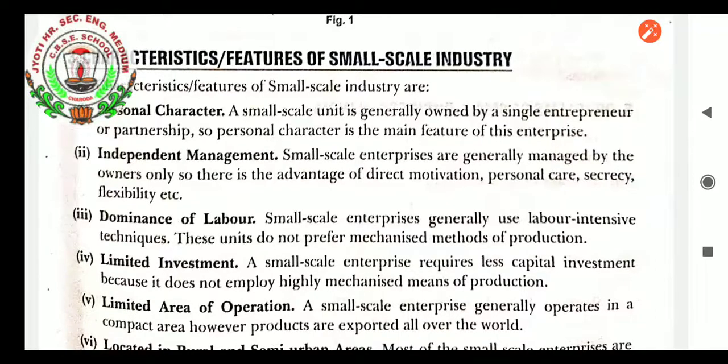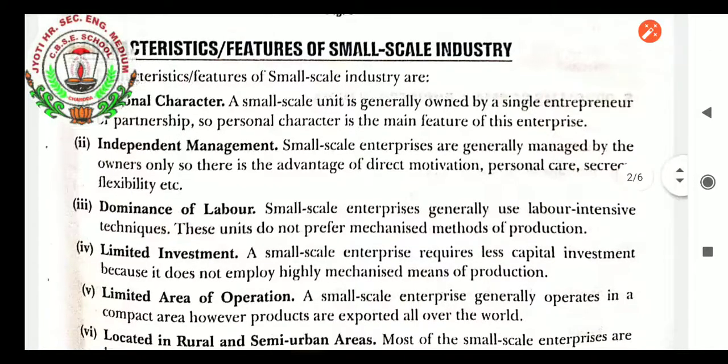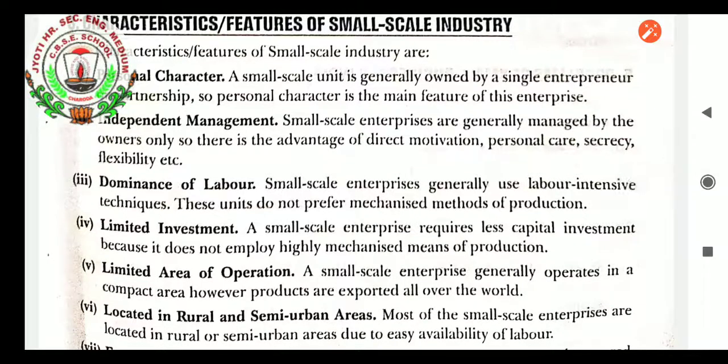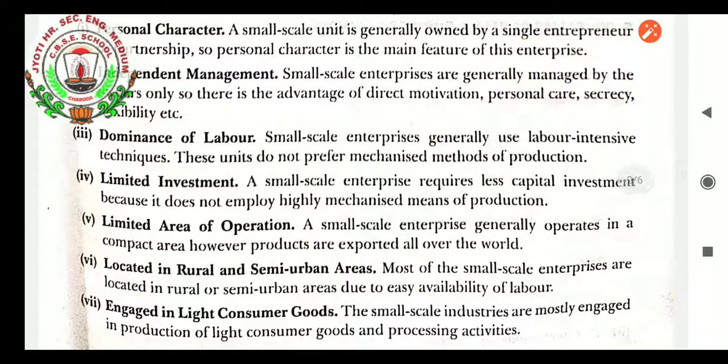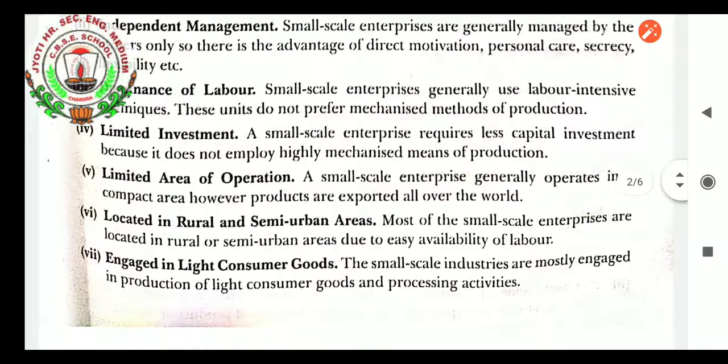Dominance of labor. Definitely in small scale industry, the scope of business is very small, and here the labor is dominant. It has labor intensive techniques; this unit does not prefer mechanized methods of production. Limited investment. Investment in small scale business is generally low. Less capital investment is there because it does not employ highly mechanized means of production.